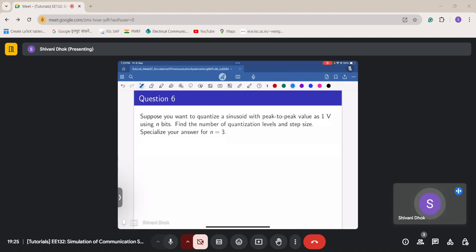Okay, so this question says that suppose you want to quantize a sinusoid with peak to peak value of 1 volt using n bits. Find the number of quantization levels and step size, and specialize the answer for n equal to 3.